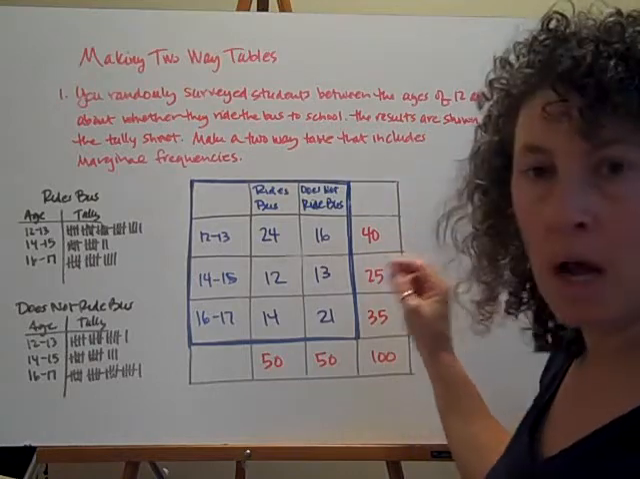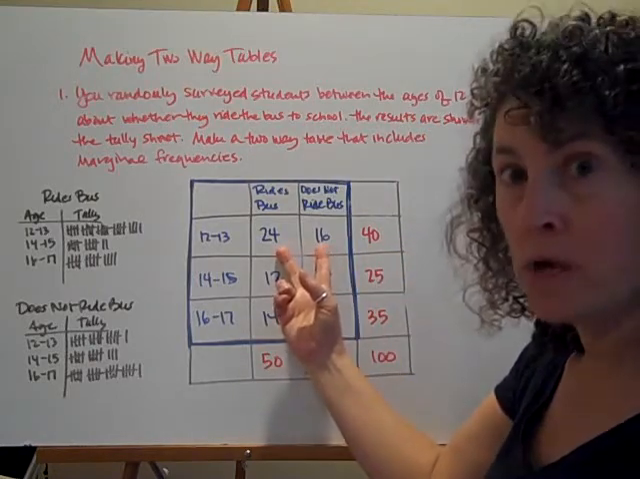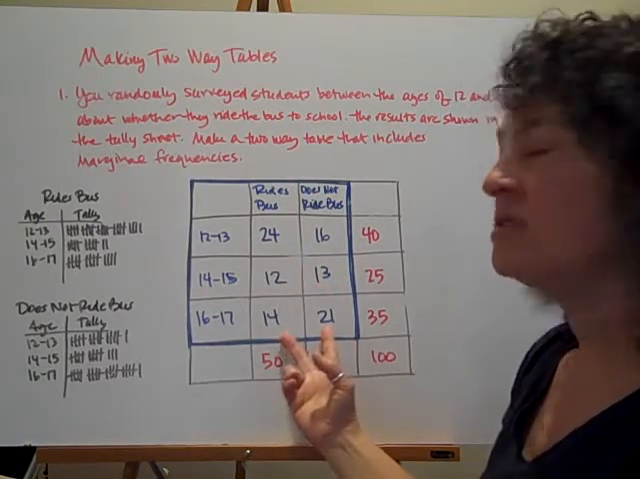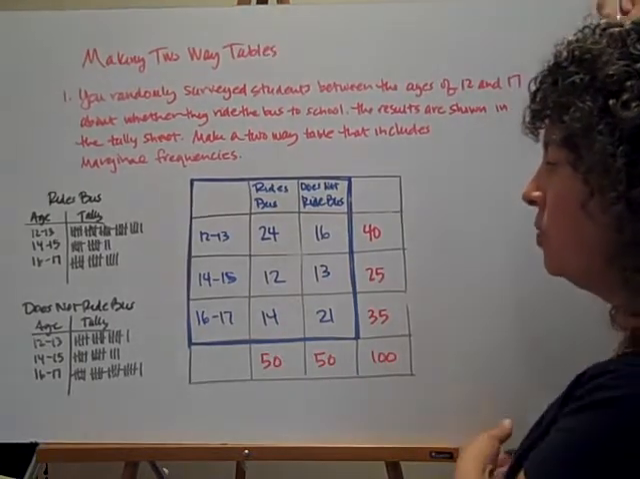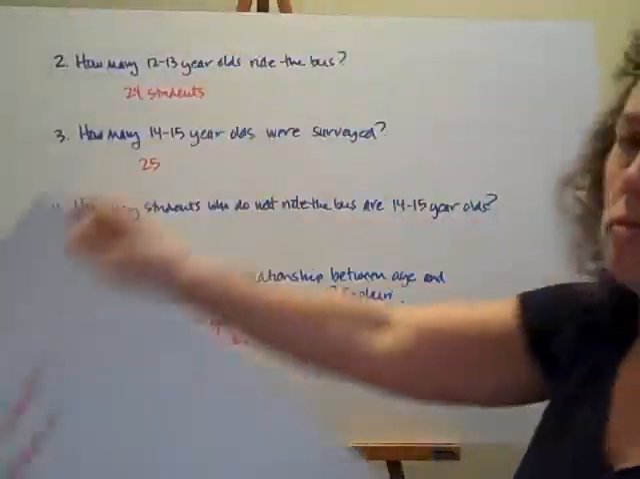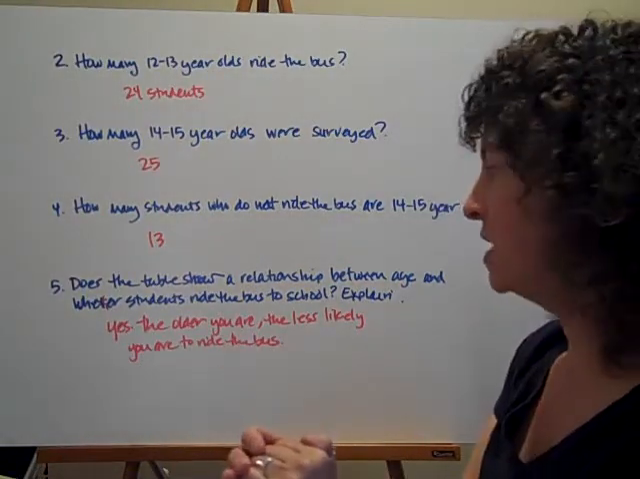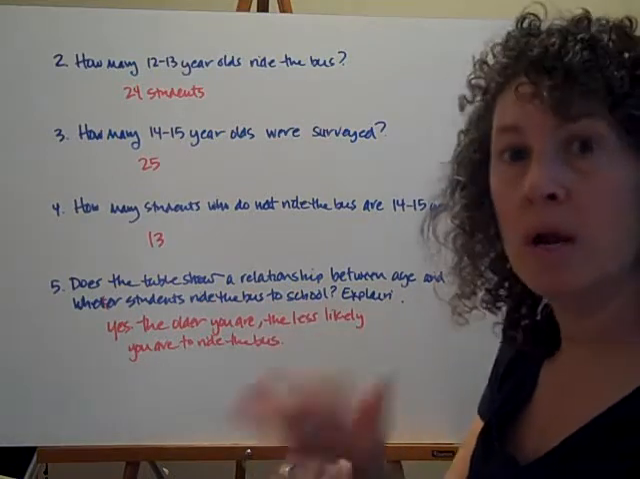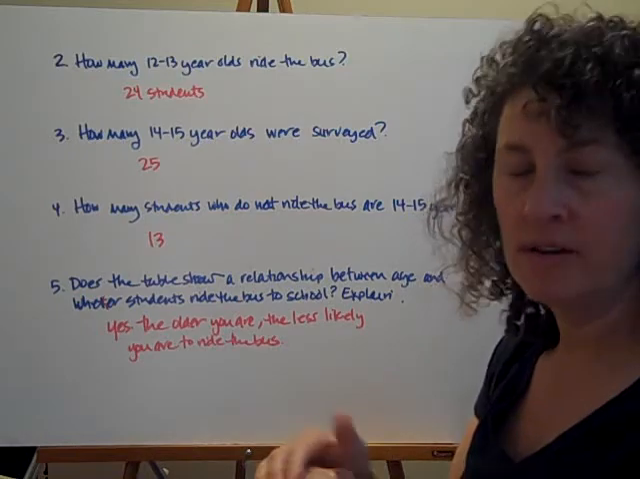But if I split it up and look at each age group, 12 to 13, more of them ride the bus. 14 to 15, about even. 16 to 17, more do not ride the bus. So does there seem to be a relationship between their age and riding the bus or not? Well, yeah, it does seem. It seems like that the older they are, the less likely they are to ride the bus, which you would think would be true, but it's good to have the data behind that. So our two-way table definitely backs that up.